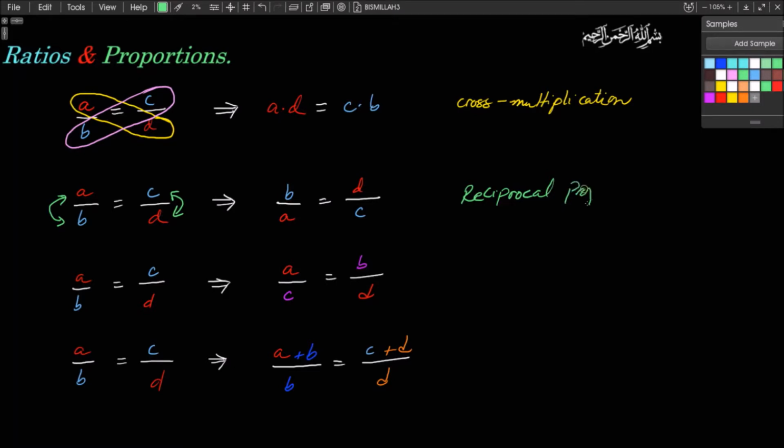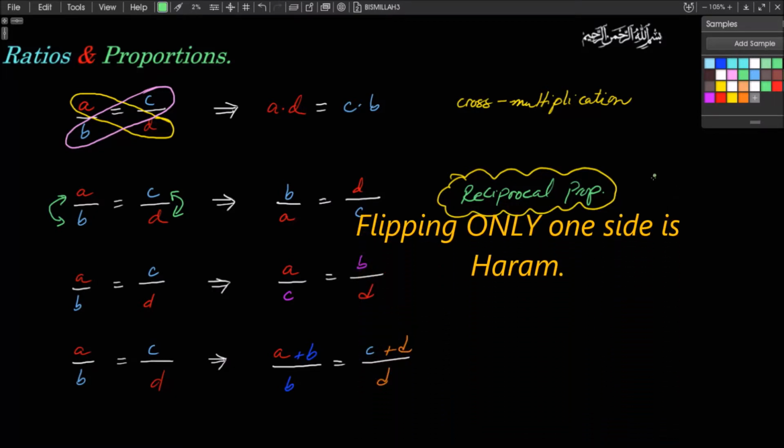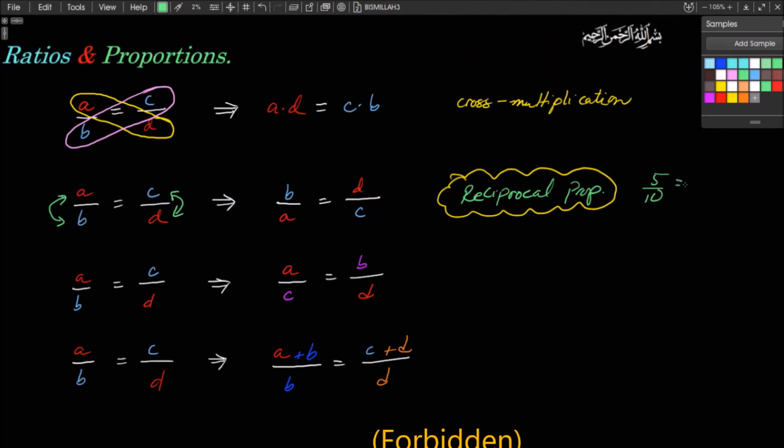The reciprocal property. One of the things that you could do was to cross multiply. The second thing that you could do was the reciprocal property, that is, you can flip both sides. Now you have to flip both sides. You can't just flip one side. In other words, if 5 over 10 equals 10 over 20, then 10 over 5 equals 20 over 10. You're going to flip both sides.